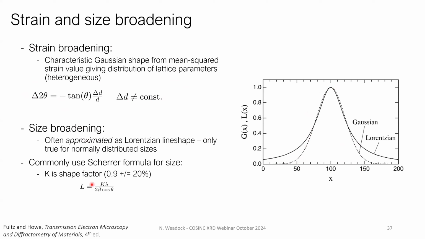And size broadening, we used the Scherrer formula before, but if you go through some of the math, you're often approximating size broadening as a Lorentzian line shape, but this is really only if you have a normal distribution of different sizes of your crystallites.